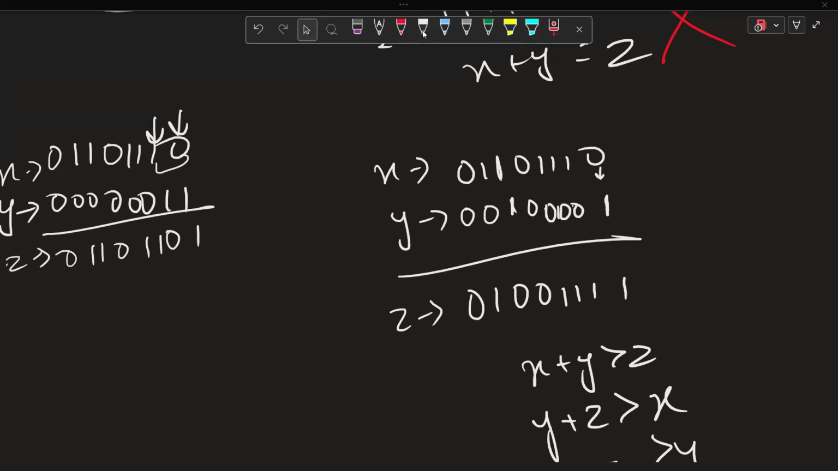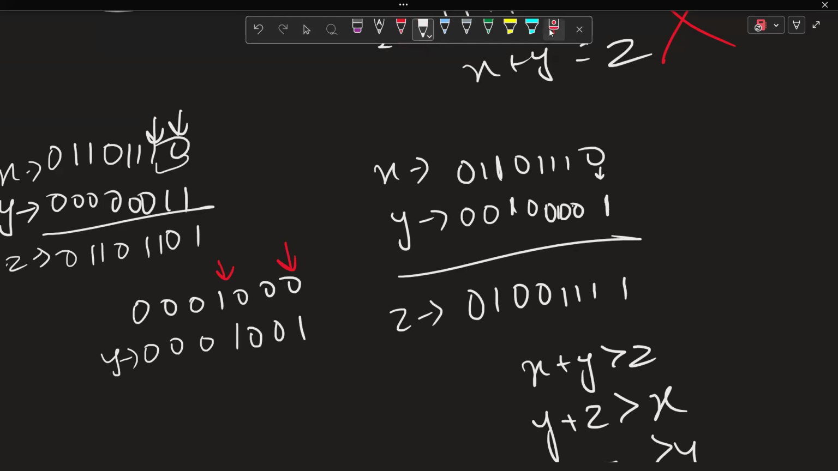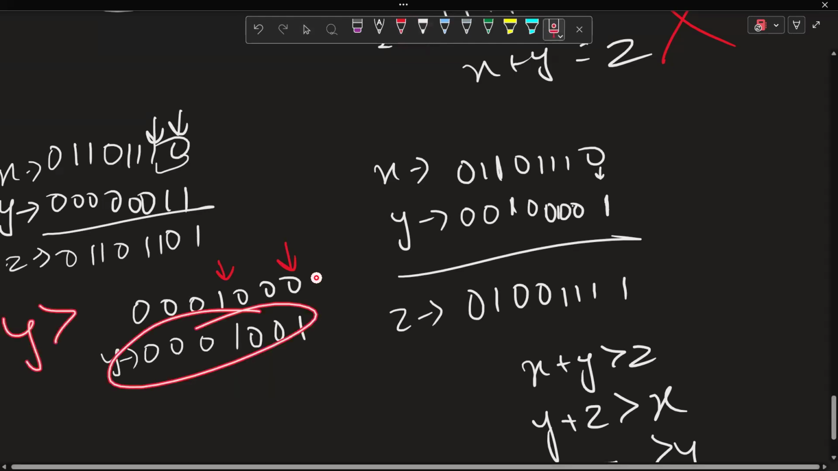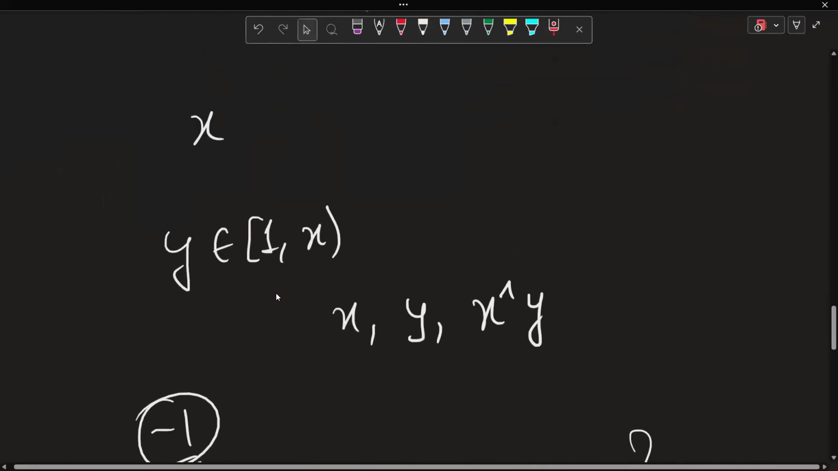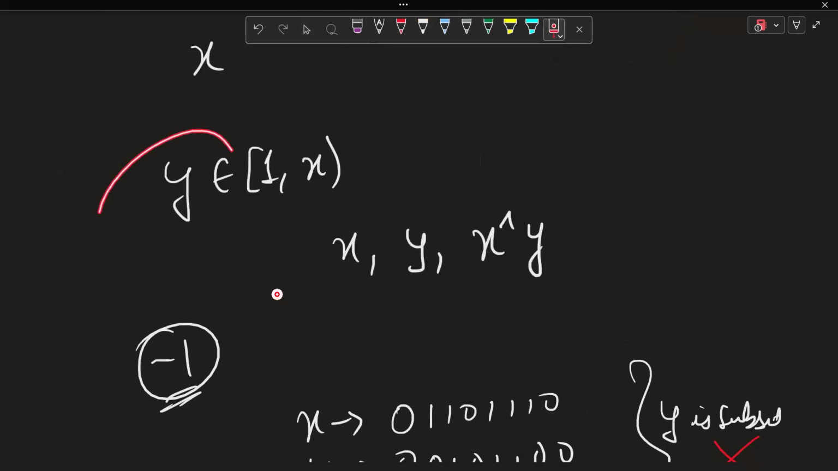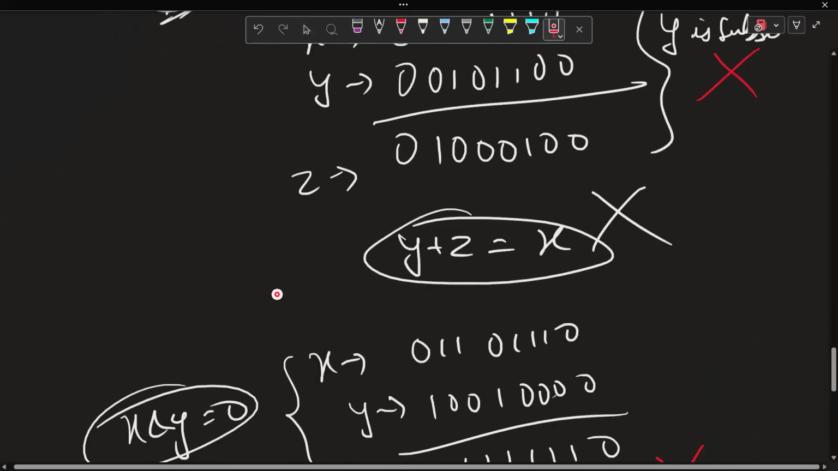Let's say you have some X like this. Then you selected the least significant unset bit and you selected the least significant set bit, and that you selected as your Y. So you set these two. But in this case, this Y became greater than X. So this was not allowed. The one extra condition that was given to you is Y should be strictly less than X.